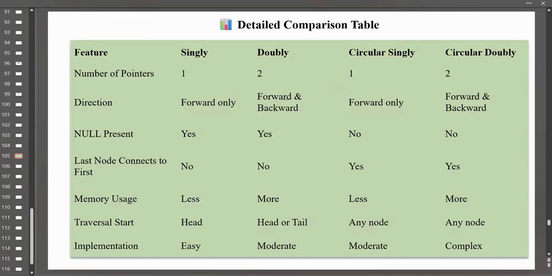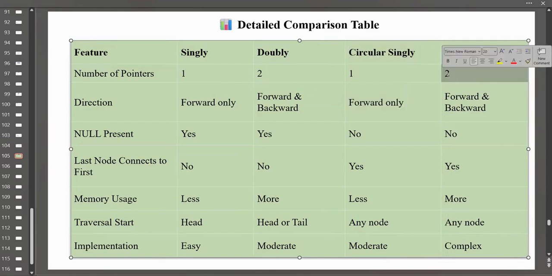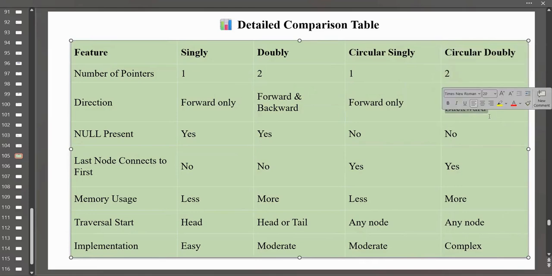Now let's take a detailed comparison among the four types. So here are the four types. How many pointers are we using in a singly? We have one. In doubly we have two. In circular singly we are using one, in circular doubly we are using two. Direction: singly only goes in the forward direction. Doubly goes in both directions, forward and backward. Circular singly goes in the forward direction only, and circular doubly goes in both directions, forward and backward as well.